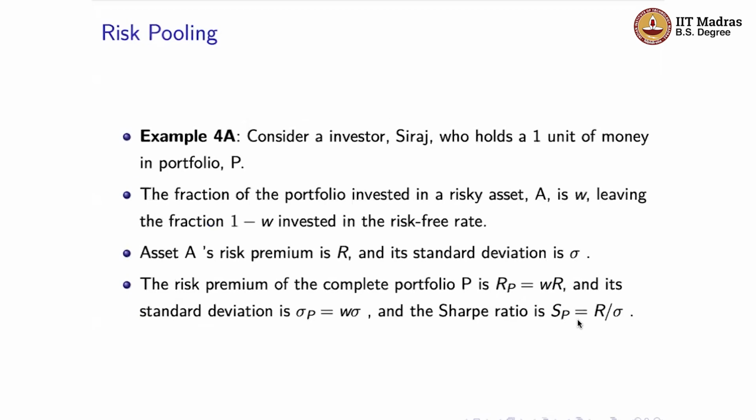So let's look at another example to fix our ideas. Imagine that you have an investor, Shiraj, who holds 1 unit of money in a portfolio P. This portfolio is invested in a risky asset A, as well as in a risk-free asset. The weight of the portfolio in this risky asset A is W, and therefore the fraction 1 minus W is invested in the risk-free asset.